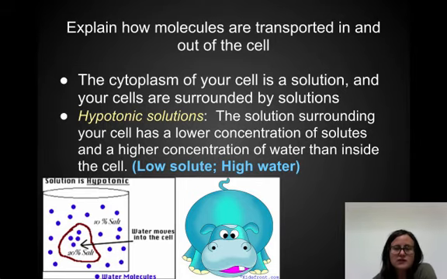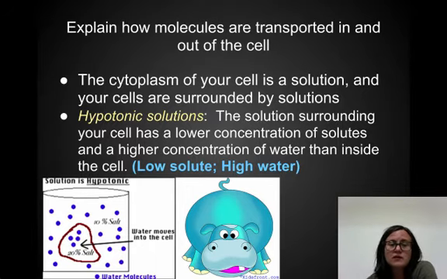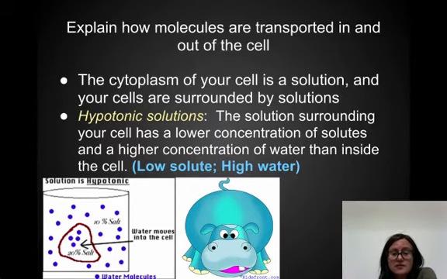It's water with things dissolved in it, and all cells are surrounded by solutions. So when the solution surrounding your cell has a lower concentration of solute and a higher concentration of water than inside the cell, we call it hypotonic. So that means the solution outside of the cell has a higher concentration of water and a lower concentration of solute. So in the picture on the left, we can see that red cell membrane, and inside the cell it's 20% salt, which means 80% water, and outside the cell it's 10% salt, which means 90% water. So inside the cell there's a higher concentration of solute and a lower concentration of water.